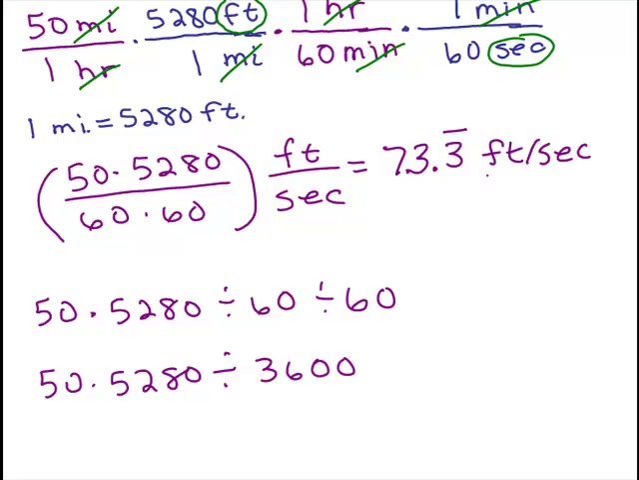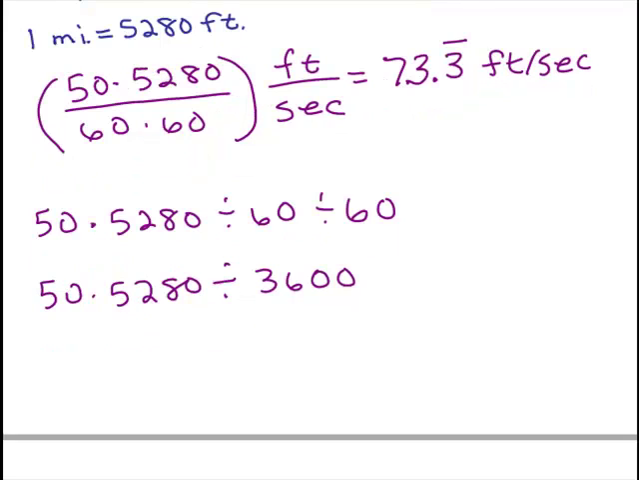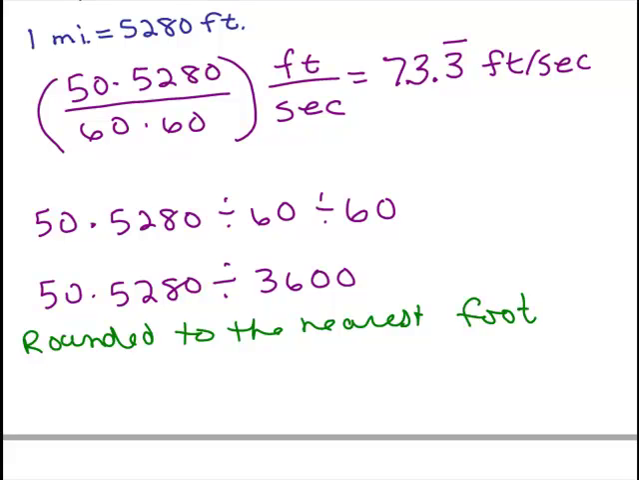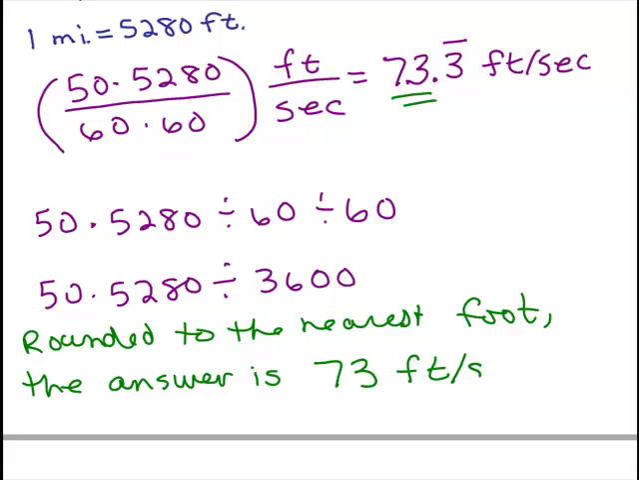But usually we would want to round that, and so I could have made my directions a little clearer. I could have said round to the nearest foot. Okay, so let's do that. Rounded to the nearest foot, the answer is what? 73, right? 73 feet per second. So that car's going pretty fast. 73 feet every second.